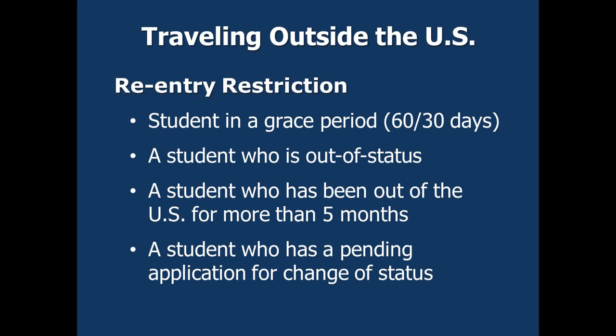Students in their grace period, that is, their 60-day grace period after completing their degree or optional practical training, cannot travel and re-enter the United States. This is the same for the J-1, although they have 30 days after program completion to stay in the United States. A student who is out of status is restricted from traveling and re-entering the U.S. And a student who has been out of status for more than 5 months will not be permitted to enter the United States.